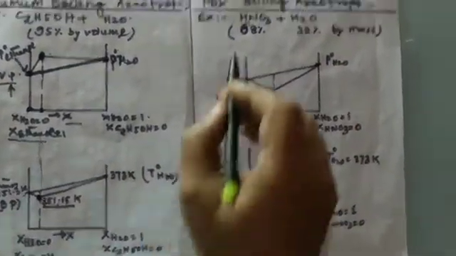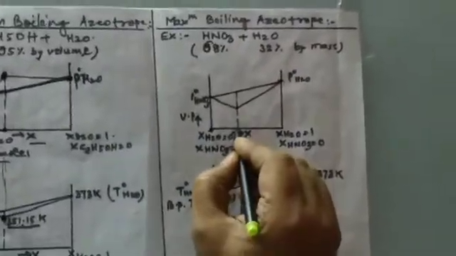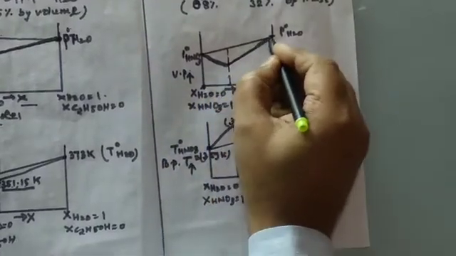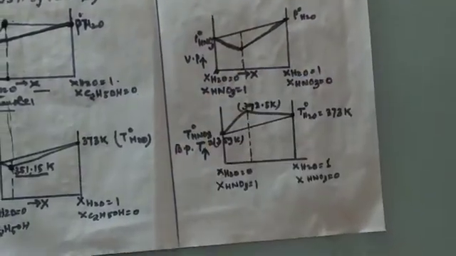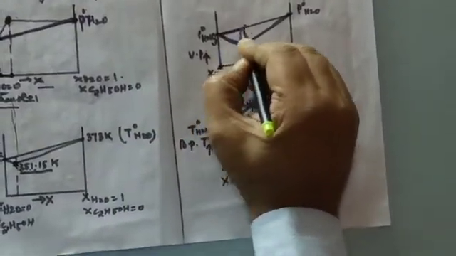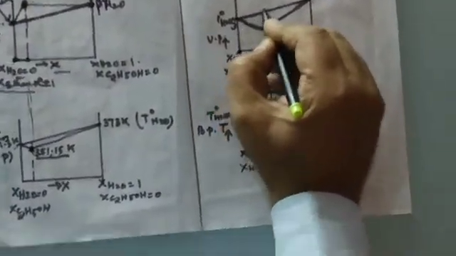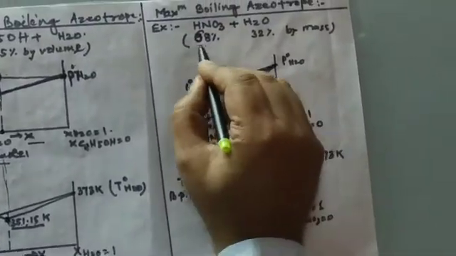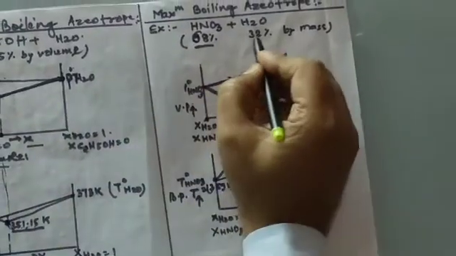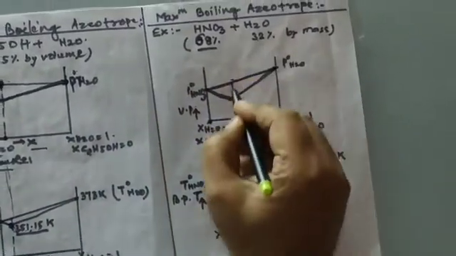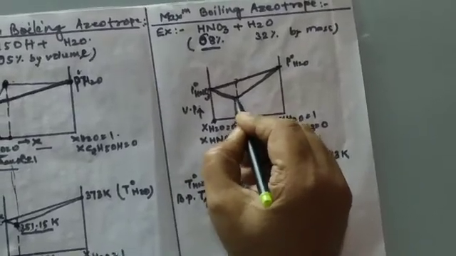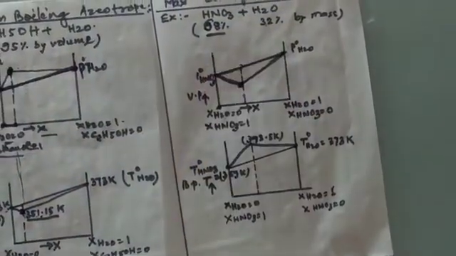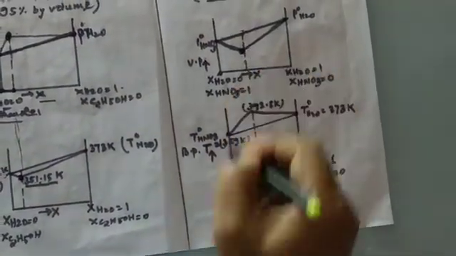So what we see is that when the composition of HNO3 becomes 68%, the vapor pressure is minimum. This is the least. In the case of an ideal solution, the vapor pressure should be here. But what we find is that on mixing 68 gram of HNO3 and 32 gram of water, the vapor pressure comes down to this. This is the lowering of vapor pressure. It is showing negative deviation.